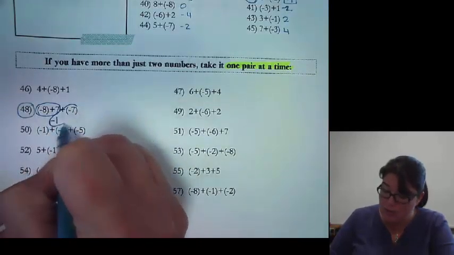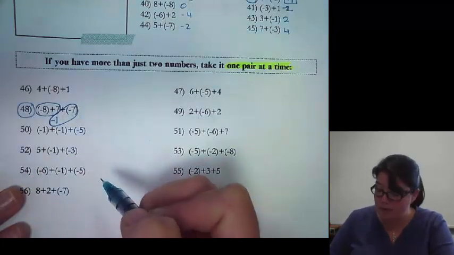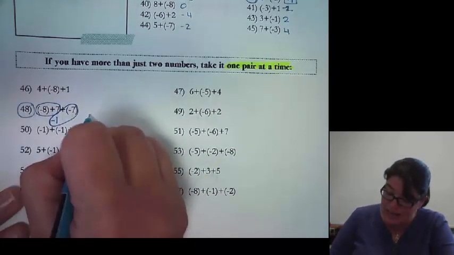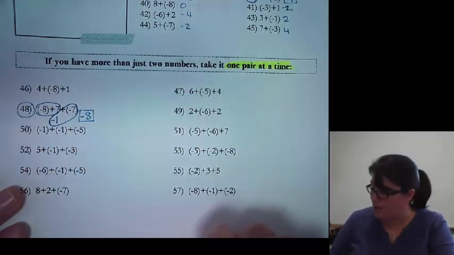Now I will do this pair. The signs are the same. Same signs, add and keep. So 1 plus 7 is 8. Keep the sign as negative, and I'm done. Let's take a look at another one.